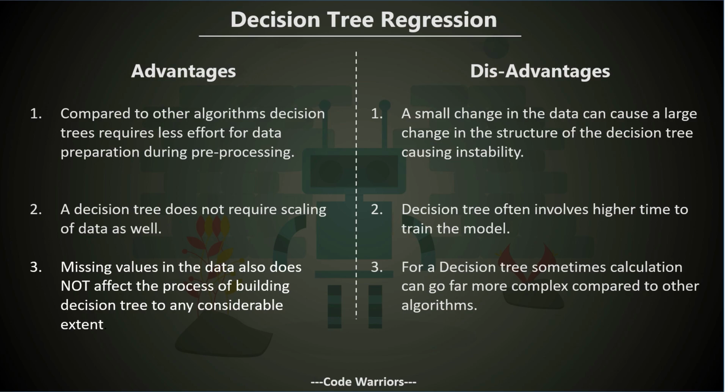And the third point is that decision tree calculations sometimes go far more complex compared to other algorithms. As I said in the second point, the calculations required for prediction in decision tree can be far more complex than the other regression models that we have learned earlier, like simple and multiple regression and polynomial regression, which require less calculation as compared to decision tree regression. So this is all about decision tree regression.